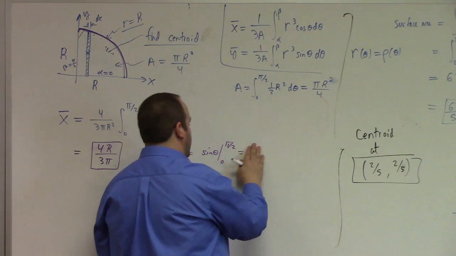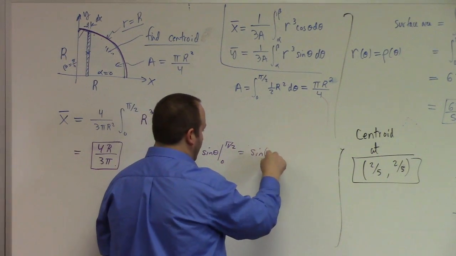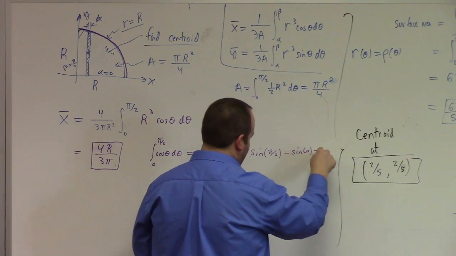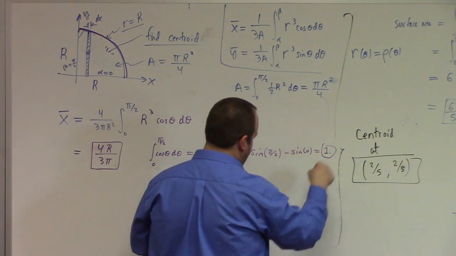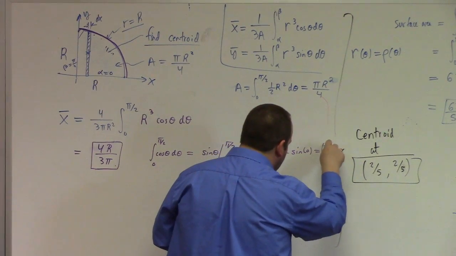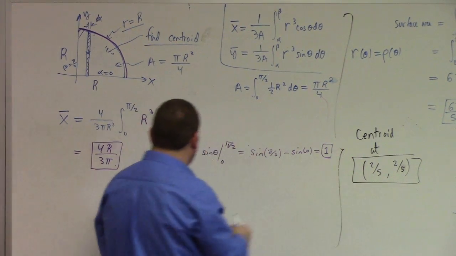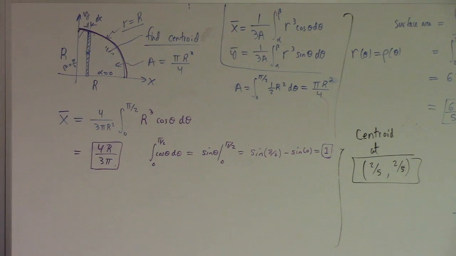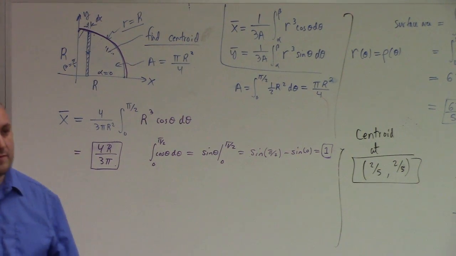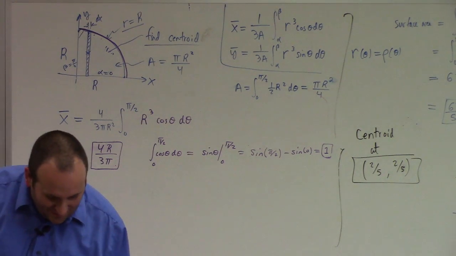Fine, I'll write it down. You guys make me work so hard. Monsters. And then the R cubed and the R squared reduces, so 4R over 3 pi. Yay.